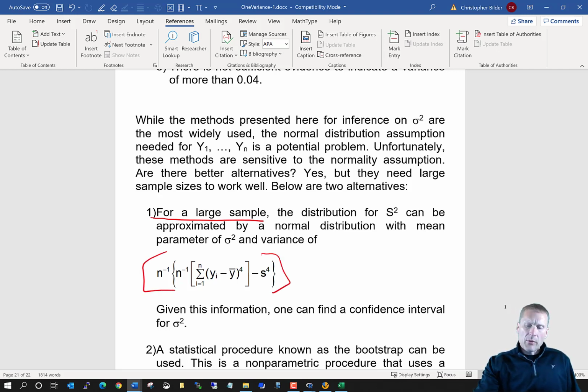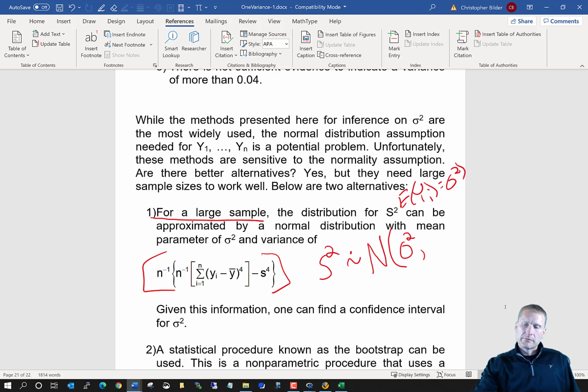So what some people will do, they'll write it like this. S squared is approximately distributed as, so we've seen the tilde before to mean distributed as, the dot on top of it means approximately, and people will write it like this: a normal random variable with a mean of sigma squared, where the expected value of y sub i is equal to sigma squared, and a corresponding variance that you would put in there of this quantity here.